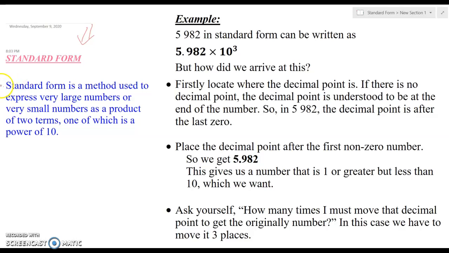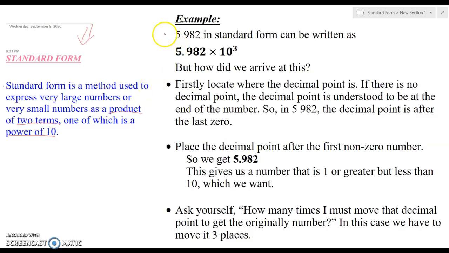So looking at the left here, standard form is a method used to express very large numbers or very small numbers as a product of two terms, one of which is a power of 10. All right, that could probably sound a little bit confusing, right? So let's read over. We use it to express very large or small numbers as a product. What does product mean? Product means multiply. A product of two terms, that means you're multiplying two terms, one of which is a power of 10.